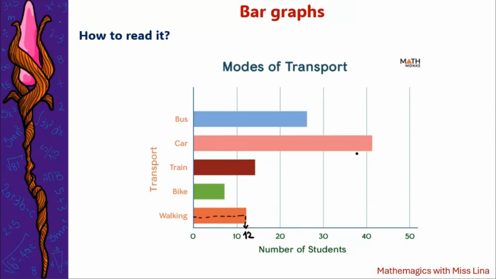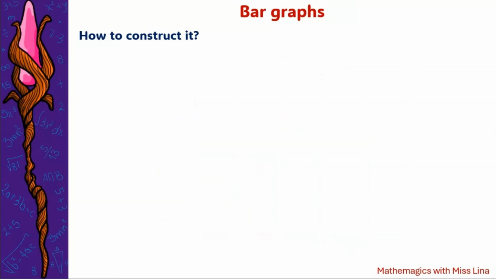The most important part of the graphs is that it allows us to compare very easily. For example, car is way bigger than bike. So sometimes it's not that we need the exact amount of people that move in car, but we just want to compare what happens with the people that go by car compared with the people that go by bike, by bus, and so on. But let's see how to construct it.